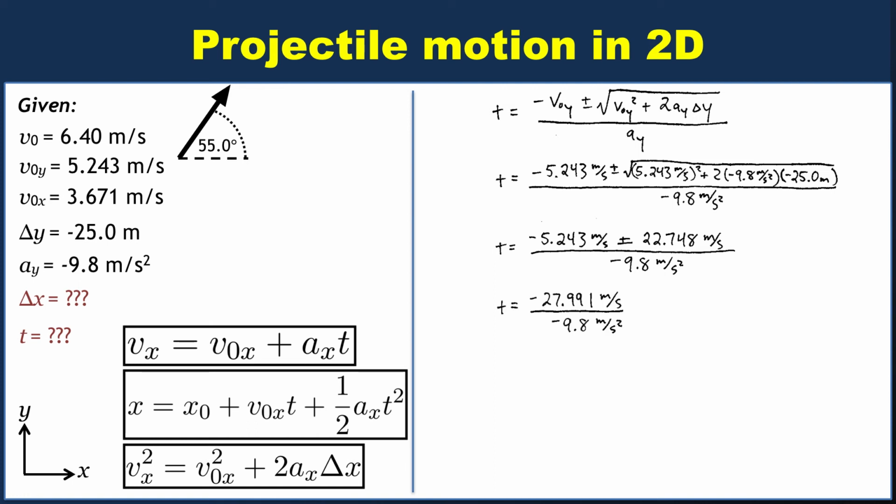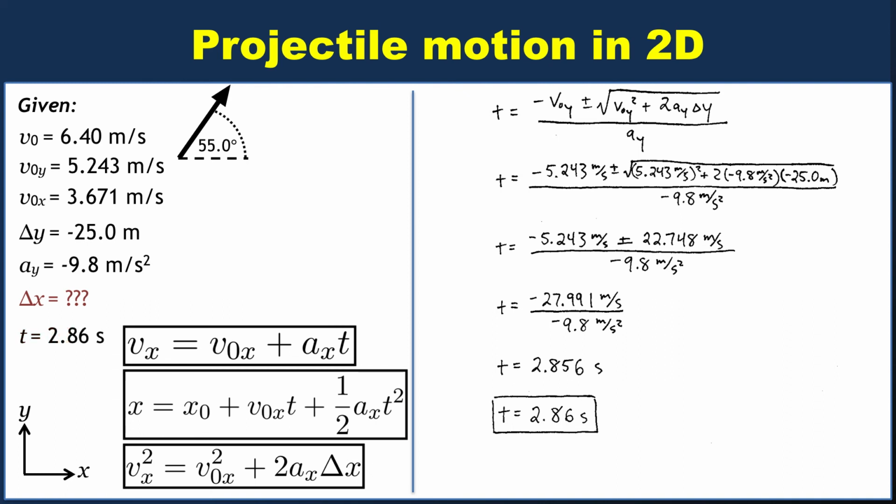Sure enough, that gives us t equals minus 27.991 meters per second divided by negative 9.8 meters per second squared. That time comes out to be 2.856 seconds, which we can round off to 3 significant digits to 2.86 seconds. Okay, great. That tells us how long the donut was in the air. I'm going to write that time over on the left.